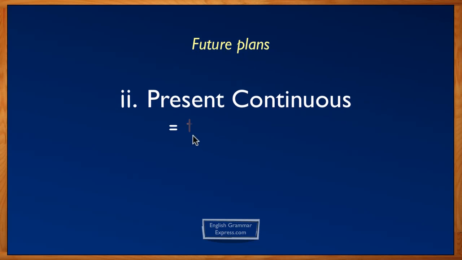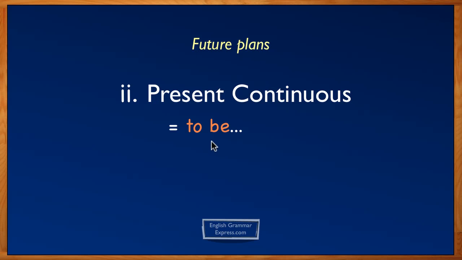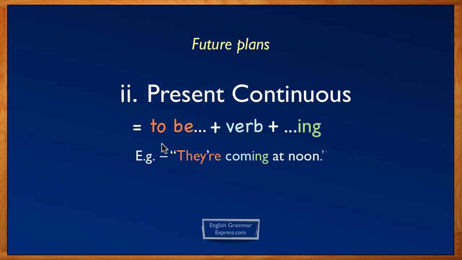Let's now turn to present continuous for future plans. And we make present continuous with to be plus the verb plus ing. We've already seen present continuous when used in its present form, but now we're going to look at it when used for future plans.